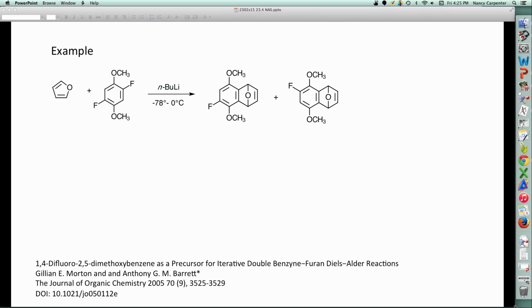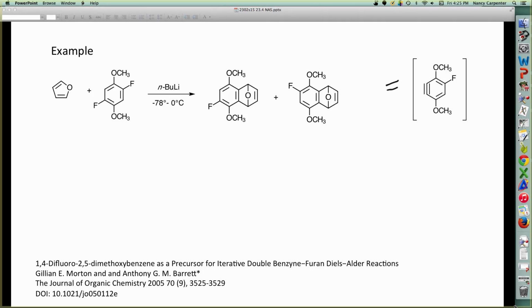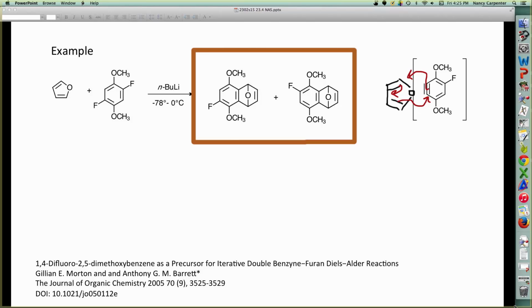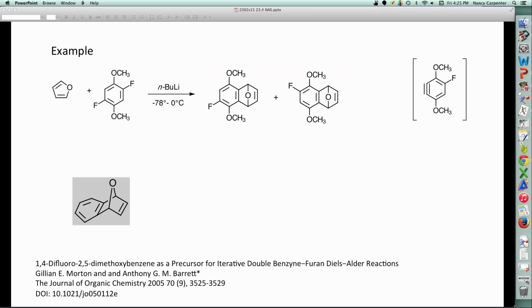And I generate a benzyne intermediate. And what the hey? This is wild. This is really wild chemistry. What's going on here? Diels-Alder. I am not making this up. It's true. These guys are your two Diels-Alder adducts.